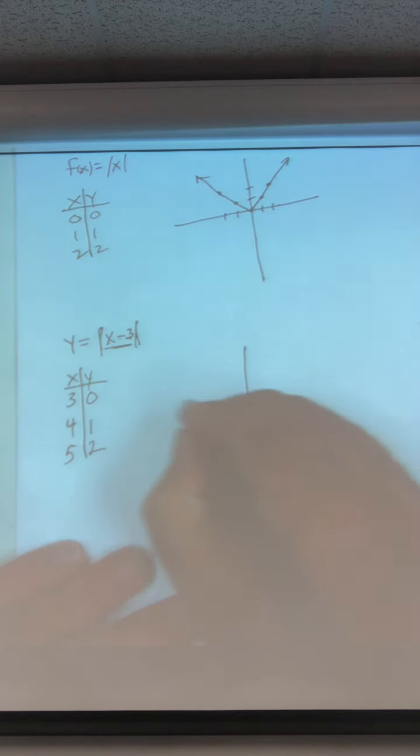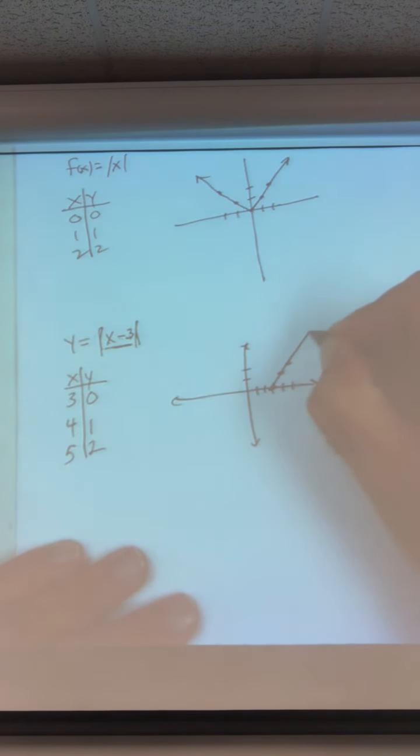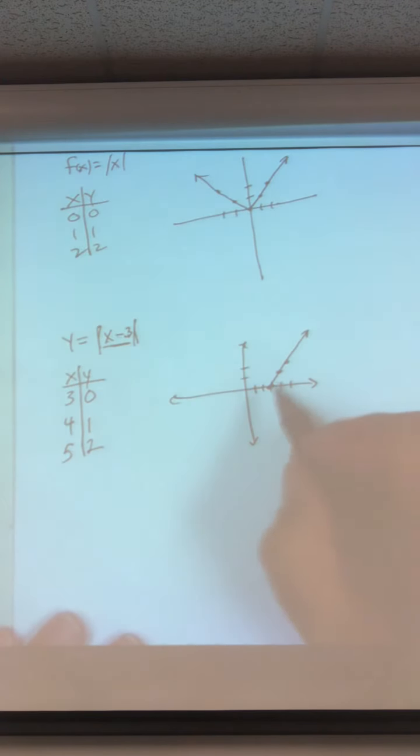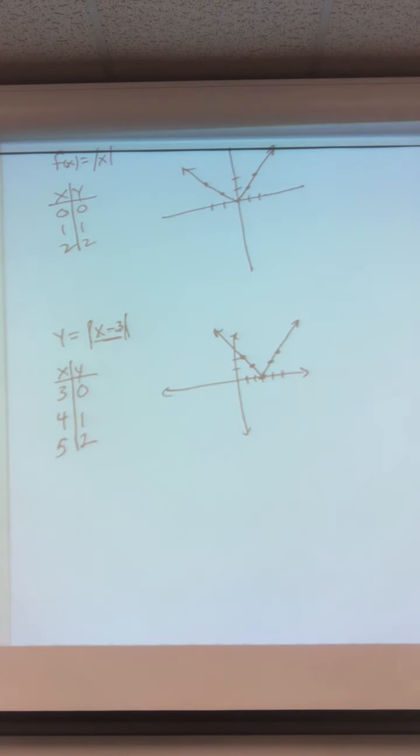So when you plot these points, 3, 0 is here. 4, 1 is here. 5, 2 is there. There's that part of that V shape. Now, come back 1 and there's a point straight across from there. Come back another and there's a point straight across from there. So 1 back here, 2 back, straight across there. And you can draw in the V shape.